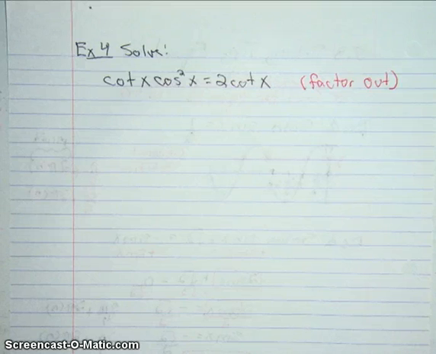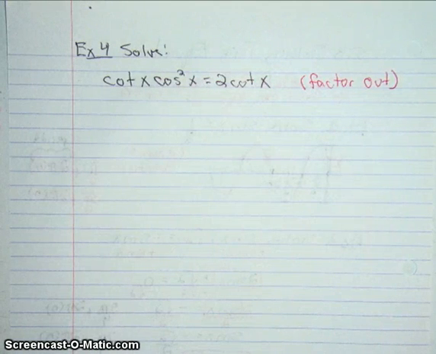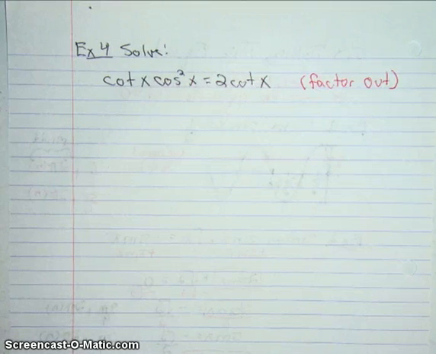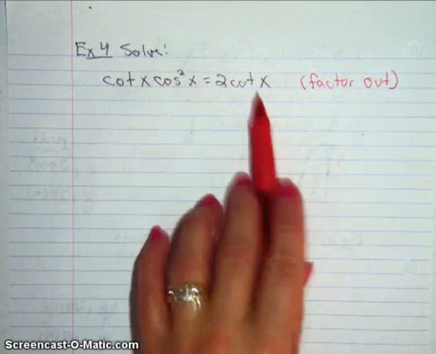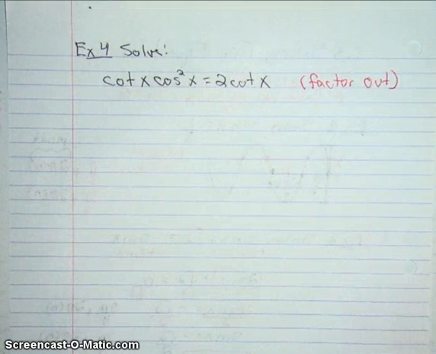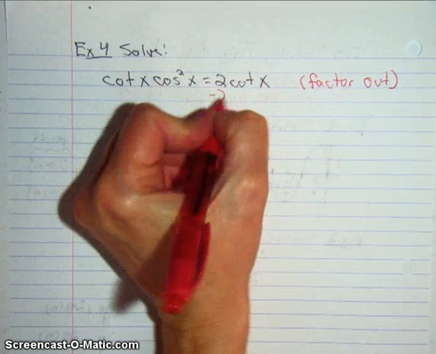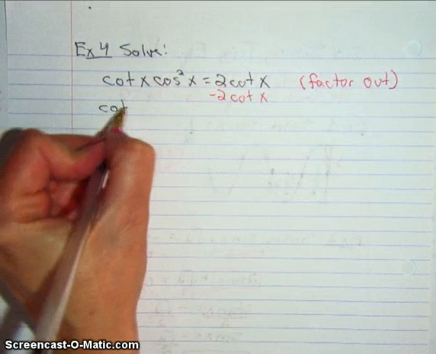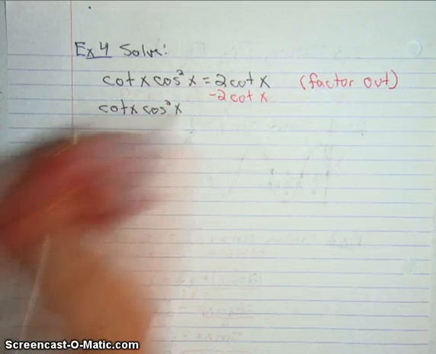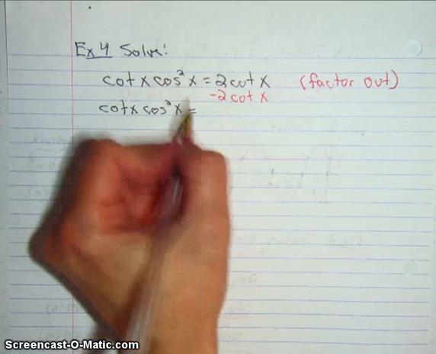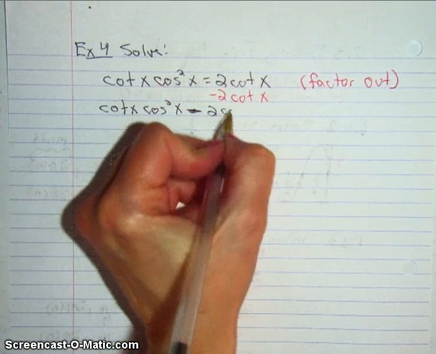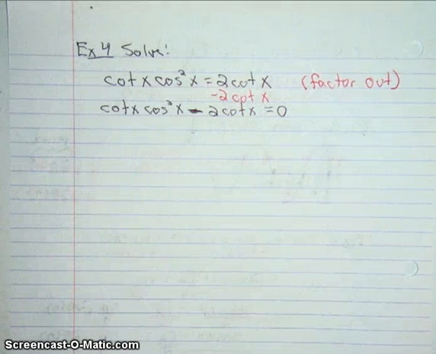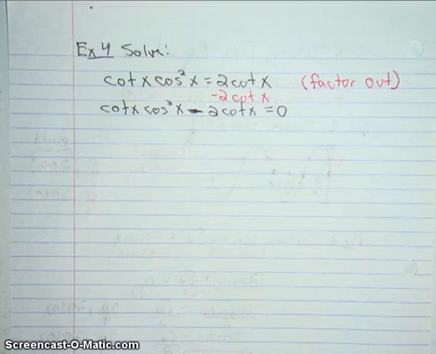Now, never try to factor an equation until it equals 0. So the equation has to equal 0. All right? Nat, what would you like to do to make this equation equal 0? You want to move the left side to the right or the right to the left? Right to the left. Yeah, so how do I get rid of 2 cotangent x? Very good. So now we have cotan x cosine squared x minus 2 cotan x equals 0.